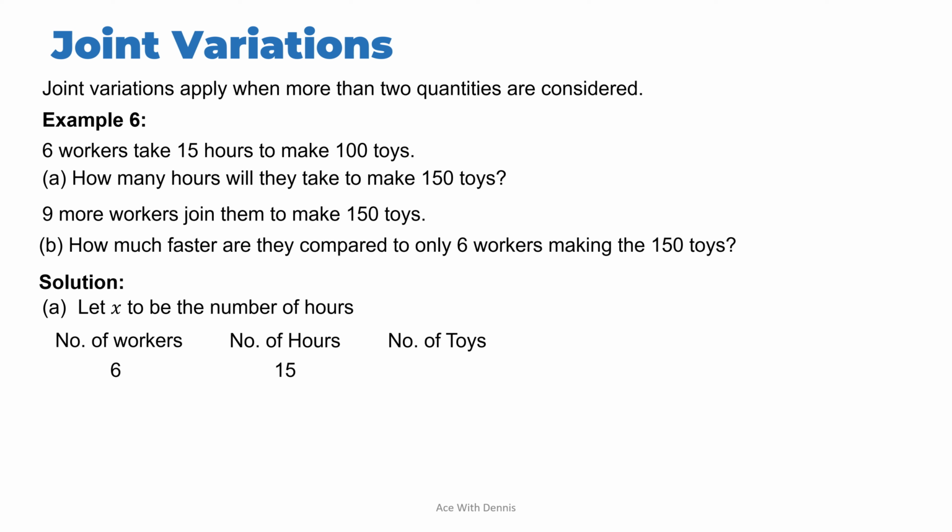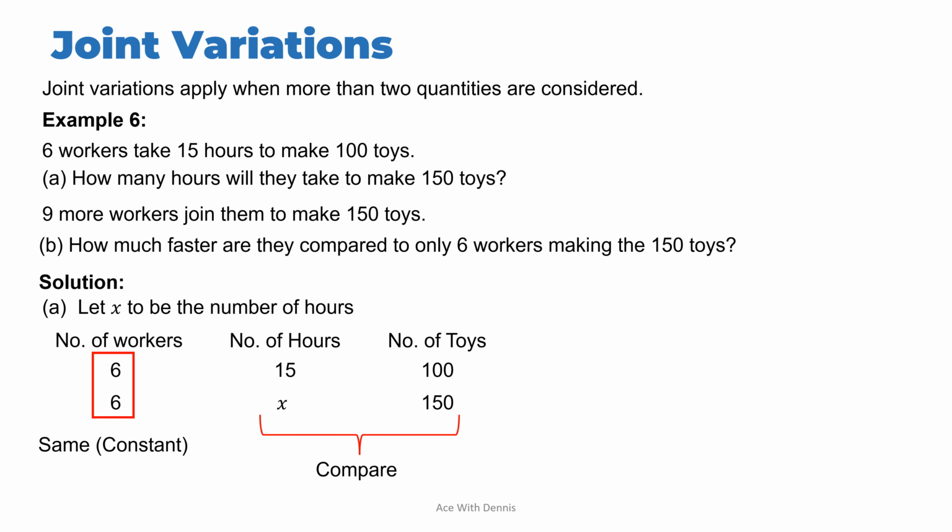So given 6 workers take 15 hours to make 100 toys, 6 workers take x hours to make 150 toys. Notice that the number of workers is the same, which is a constant quantity. Therefore, we can just compare these two quantities, number of hours and number of toys. We can first identify what type of relationship between number of hours and number of toys. They are in direct proportion, as the more toys we need to make, the more hours it will take. So it is direct proportion.